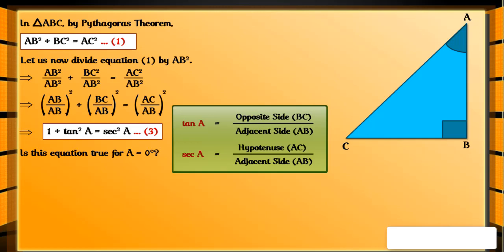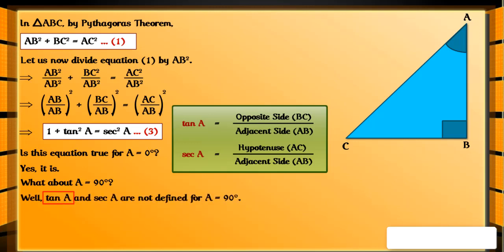Is this equation true for A is equal to 0 degrees? Yes, it is. What about for A is equal to 90 degrees? Well, tan A and sec A are not defined for A is equal to 90 degrees. So equation 3 is true for all A such that A is greater than or equal to 0 degrees but less than 90 degrees.